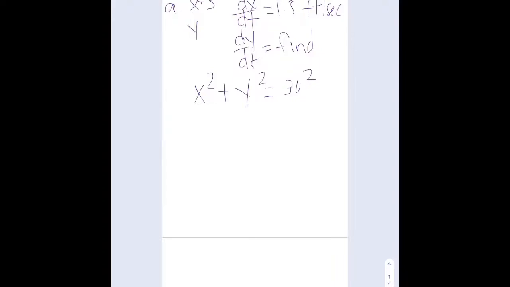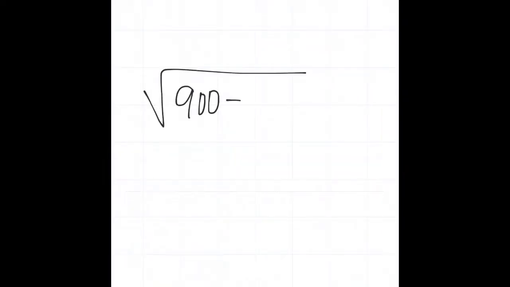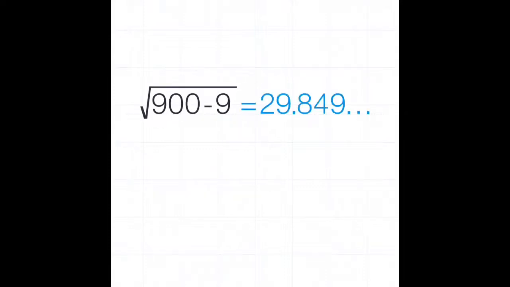But if I'm going to find dy dt, that means I have to know all the information. So I know dx dt, I know x, but I don't know y. This is not a calculus question. In order to find y when x is 3, I get y squared is going to equal 900 minus 9, and that gives me 29.8.